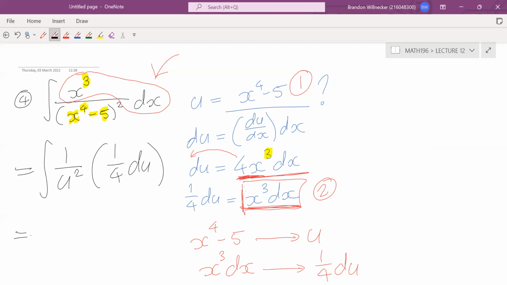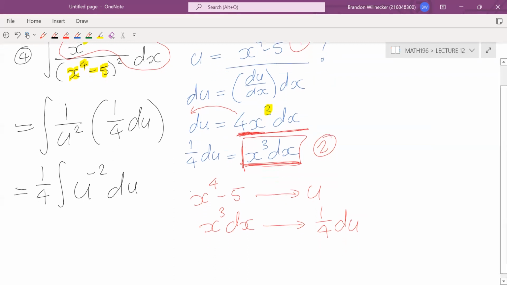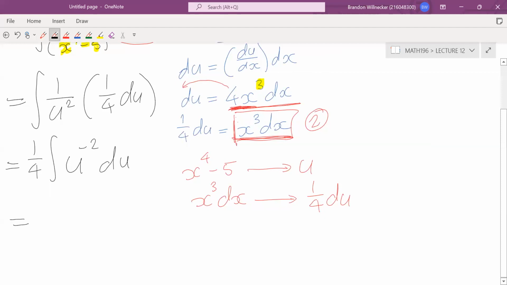So now we can take this quarter out. So it's 1/4, the integral. Since the u squared is at the bottom, let's take it to the top. But then remember, we need the minus exponent. So we can write it like that. This makes it a bit easier to do the power rule. So we add 1 to the exponent to make it -1, and then divide by -1. So it will be -1/4 u to the -1 plus c.